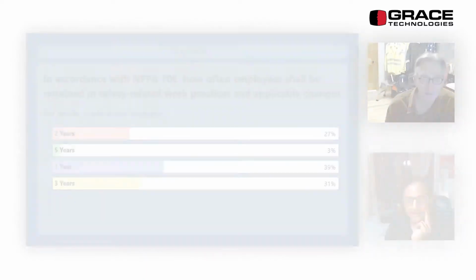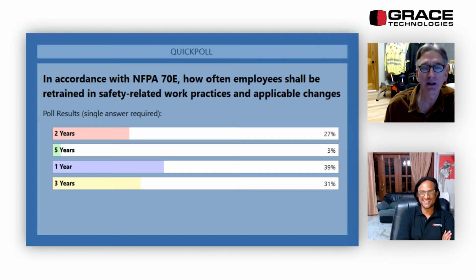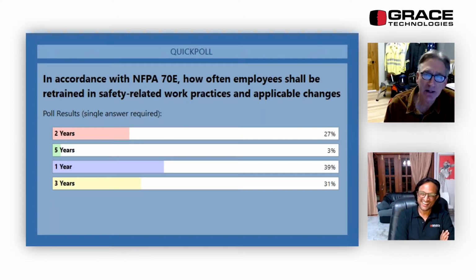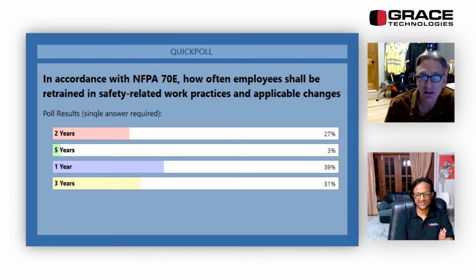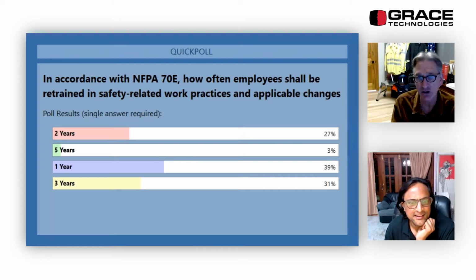Here we go. Wow. Okay. So the key to this question is in accordance with NFPA 70E. And in accordance with 70E, the correct answer is 3 years. Now, a company very well can determine that and have a precedent in their company that they're going to train their people each year or even every 2 years.